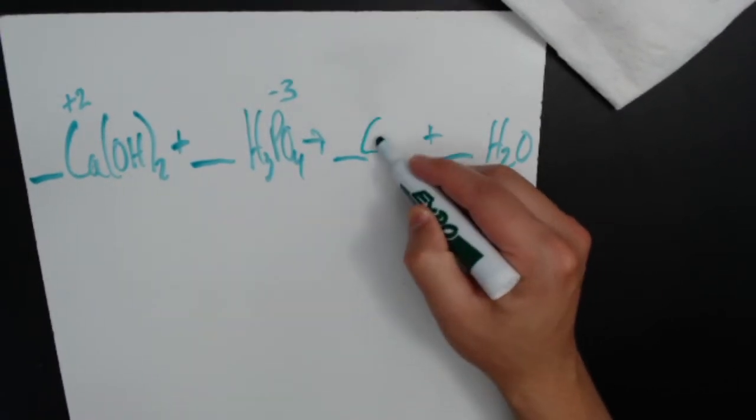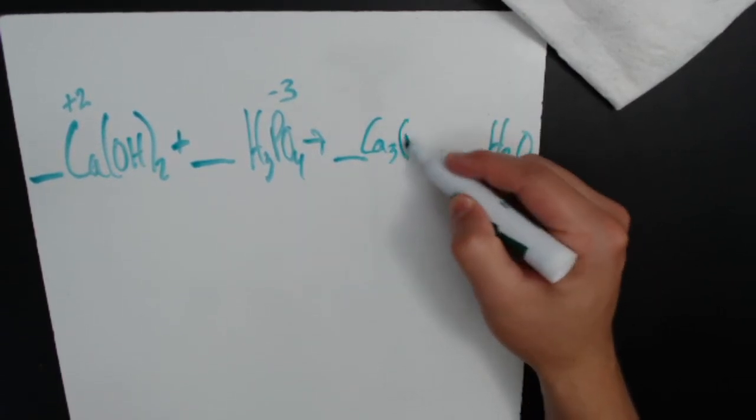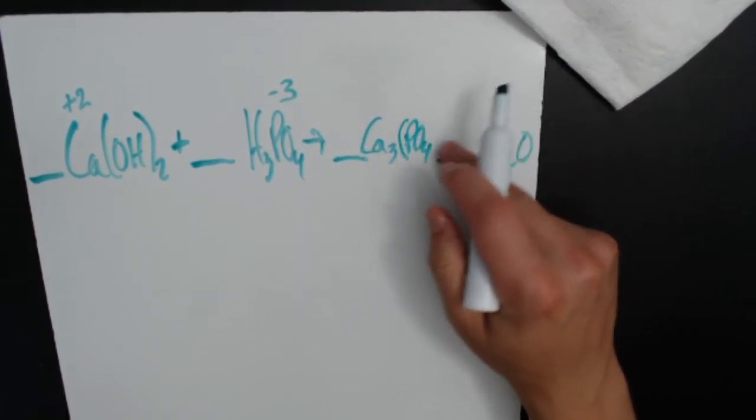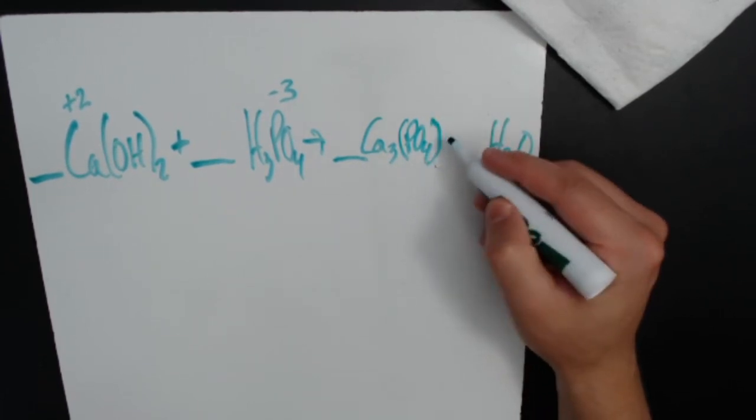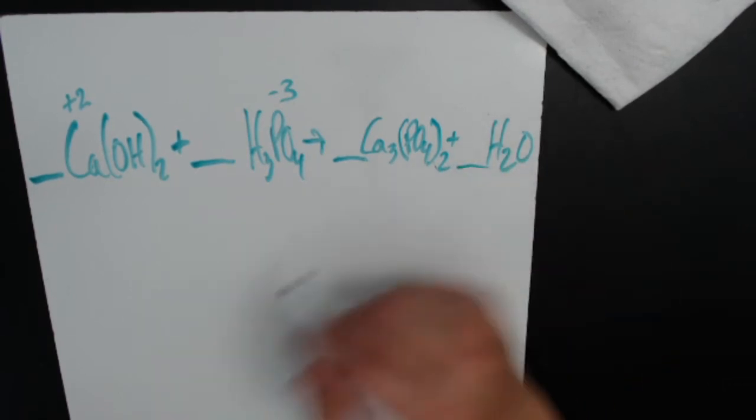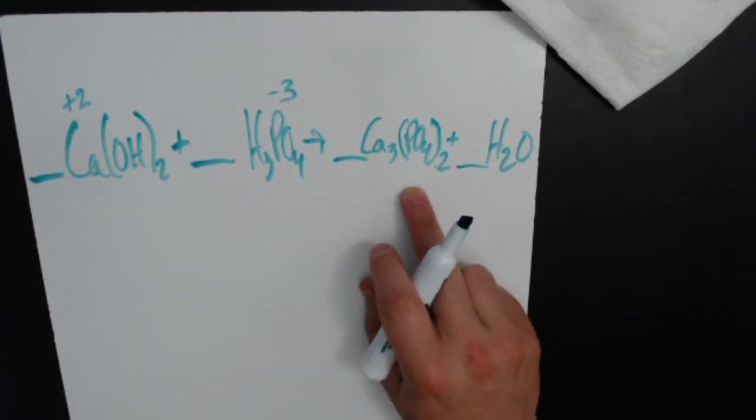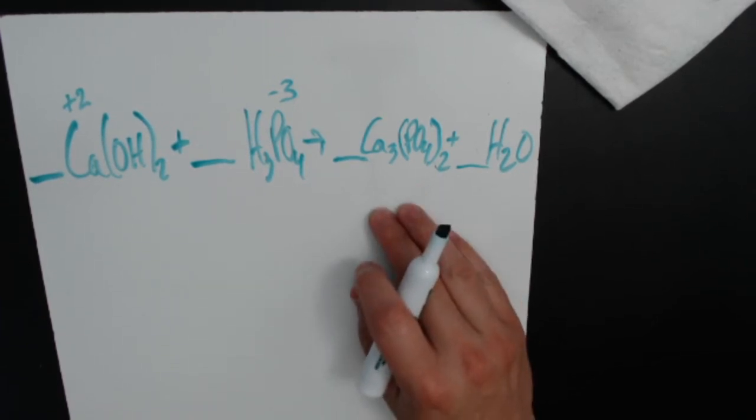So Ca3(PO4)2. I need to give myself more room. There's our salt, Ca3(PO4)2. I know it's hard to read, I gotta get a bigger board next time. Alright. So now we just gotta balance it.